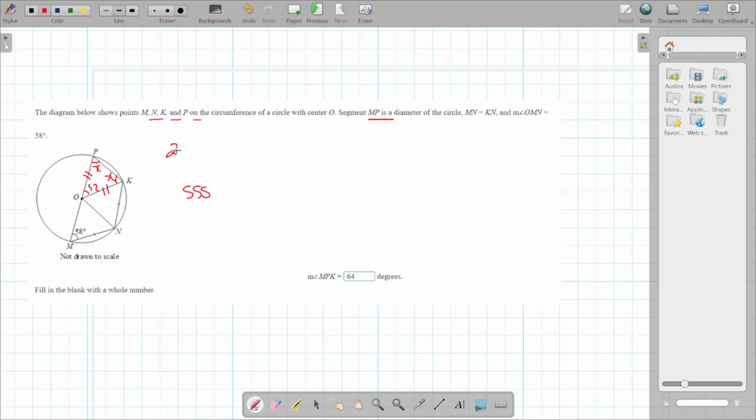Of course I can. So 2x plus 52 equals 180, because all angles add up to 180 in a triangle, right? So 2x equals 180 minus 52, which is 128. You're going to get x equals 64.